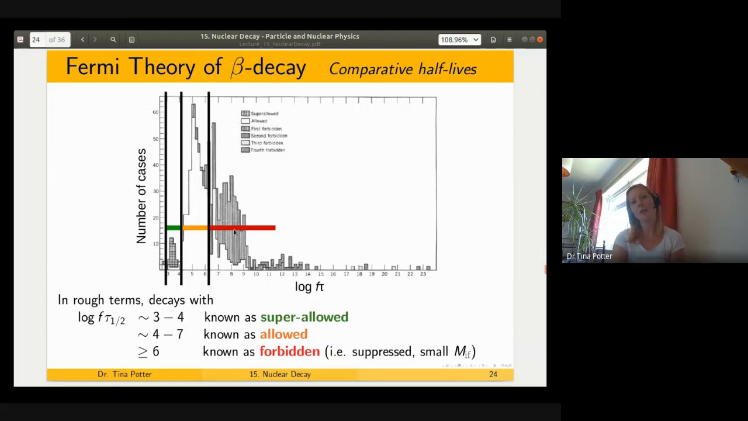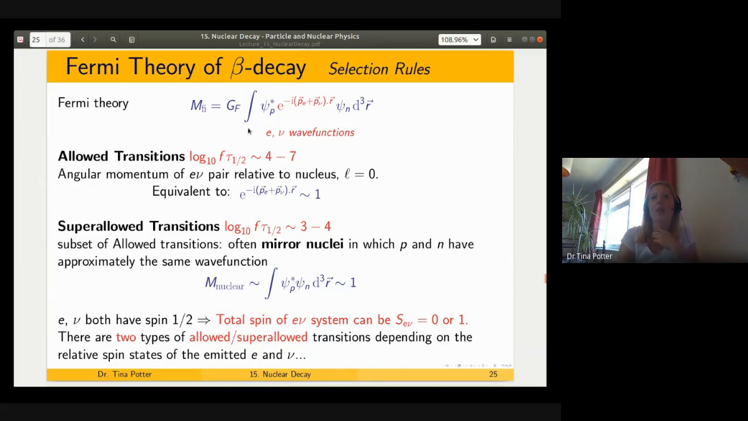And then there are some here with very large comparative half-lives, sort of above 6 or 7, and these are known as forbidden. And we'll try and understand that with respect to the nuclear matrix element. So let's have a look at this nuclear matrix element again. It contains our free particles, our electron and our neutrino. That's easy. But our proton and our neutron are not so easy. So it's the neutron in the initial state and the proton in the final state.